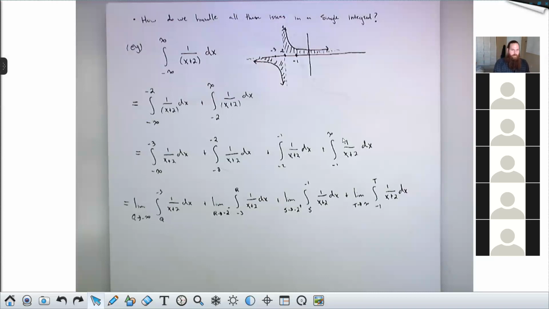Are there any questions on this split? Why we needed any one of these four integrals or where any one of them came from?